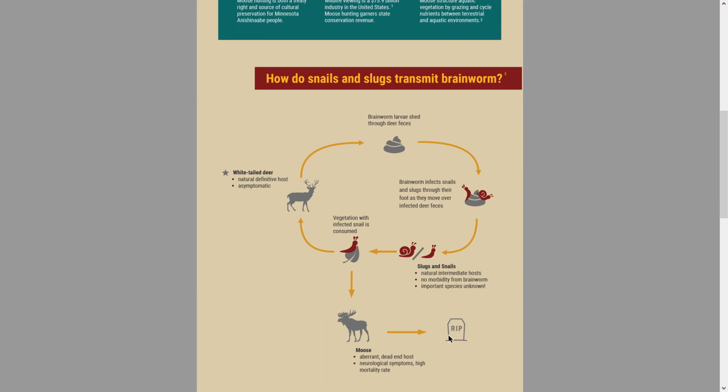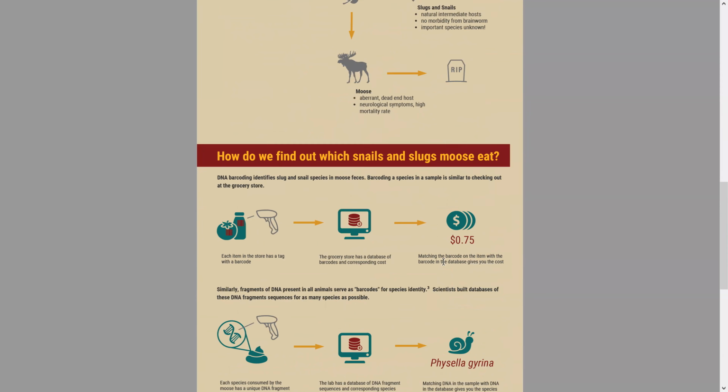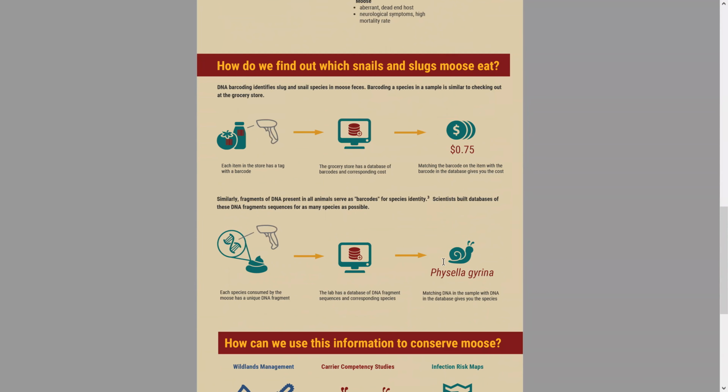Although much is understood about the deer's role in transmission, little is known about the slug or snail hosts, including which species are important to the cycle. A logical next step, then, is identifying which slug and snail species are important for transmission. We can explore this question by observing which slugs or snails moose eat.